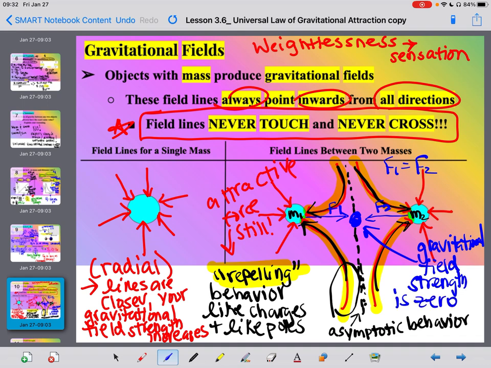And the reason why we say that is because there is no net force there, right? They are equal and opposite to each other, so they cancel out. All right, and that's why we're going to say that the gravitational field strength is 0, okay?